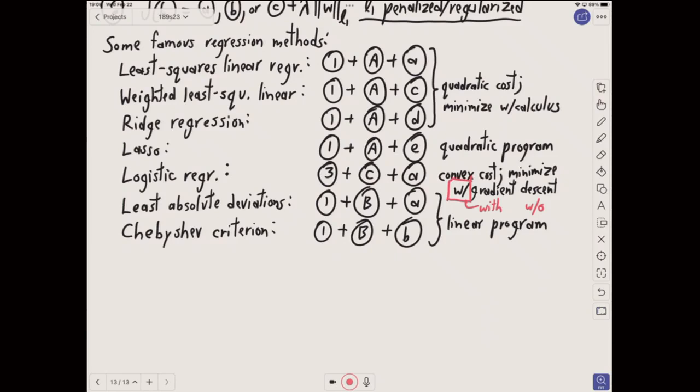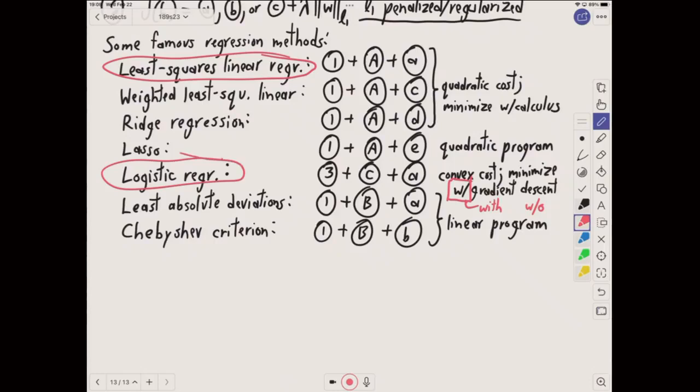So I'm going to spend the rest of this lecture talking about two of these specifically. I'm going to go over least squares linear regression, and I'm going to go over logistic regression. The first part, and maybe the second part, will probably be review for some of you. But let's do it.